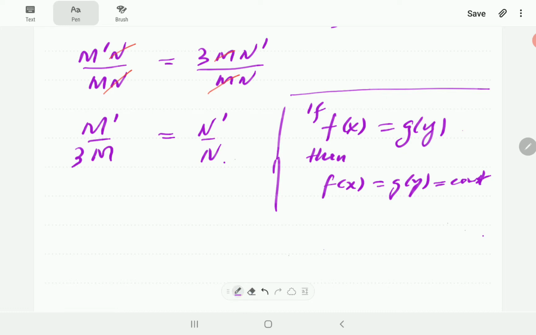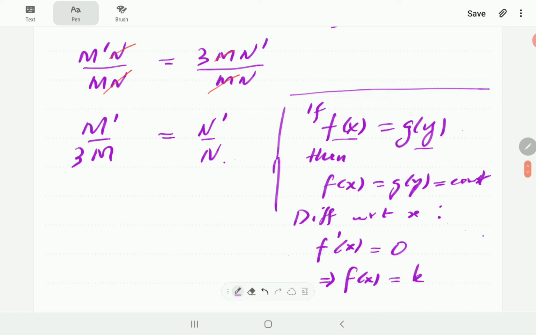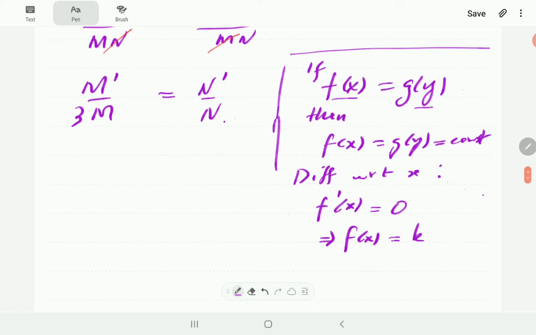So provided that this is true, if we differentiate both sides with respect to x, then this is going to be f prime, and then this is going to be 0 because it's a function of y only. Now if f prime is equal to 0, of course it means f is equal to a constant. Well, f is equal to g, so g is going to be a constant as well.